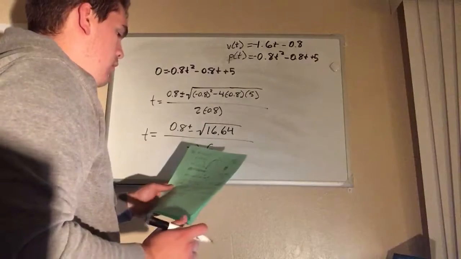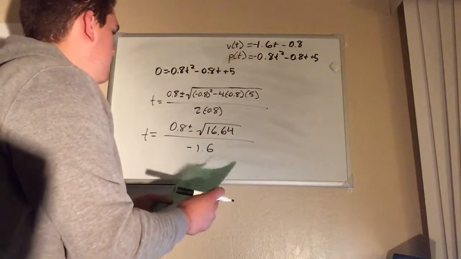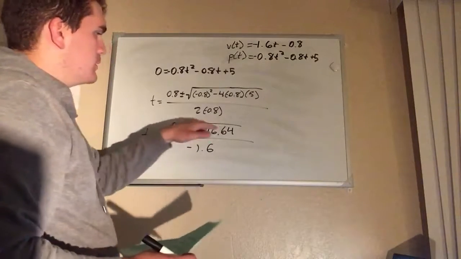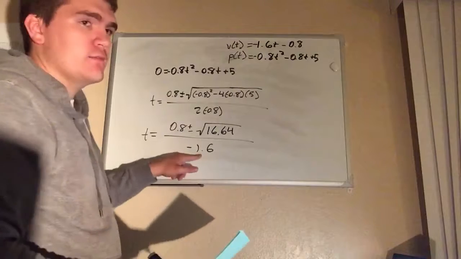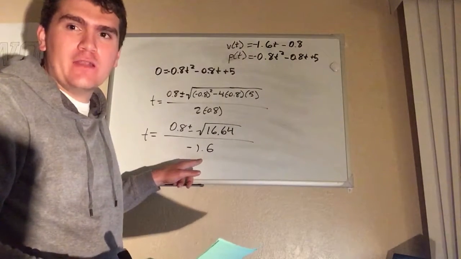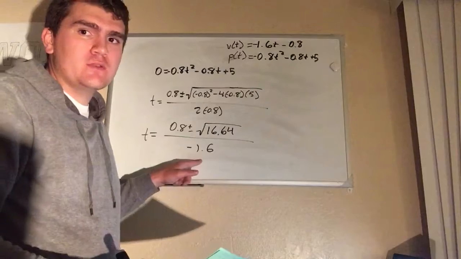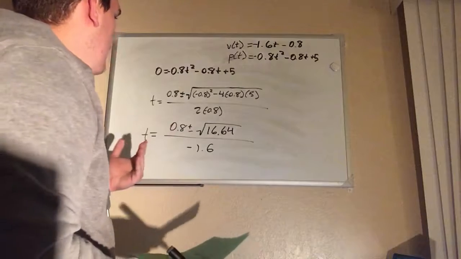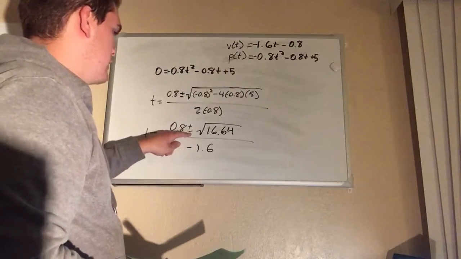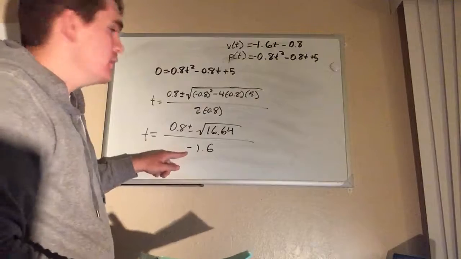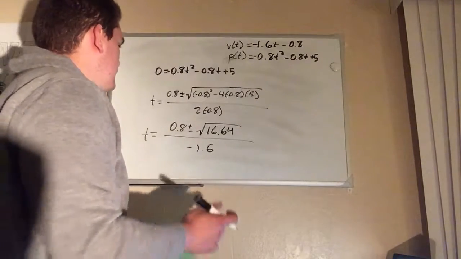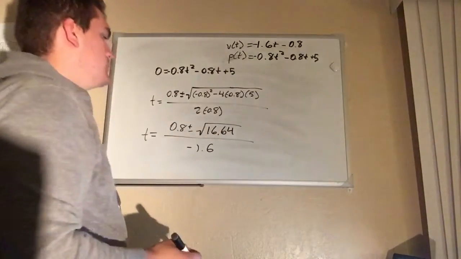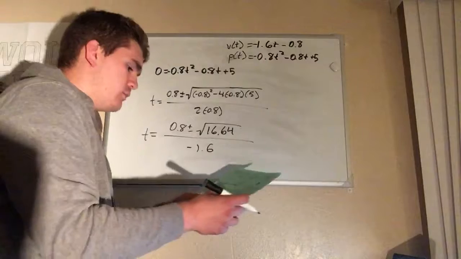And so if you add this together, then the top number is going to be positive and the bottom number is going to be negative, and it's going to give us a negative sign for time. We're not looking for a negative sign for time. We're trying to go ahead in time, not backwards. So we're going to have the negative so that this negative and this negative cancel out and we get a positive. So what this is, 0.8 minus the square root of 16.64 all over negative 1.6.